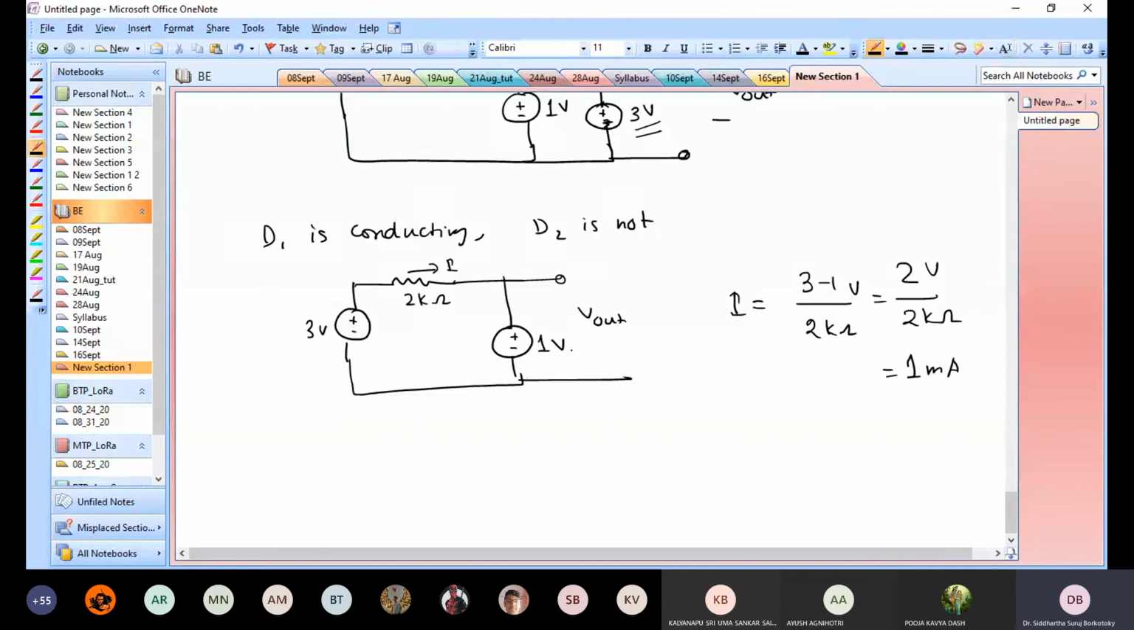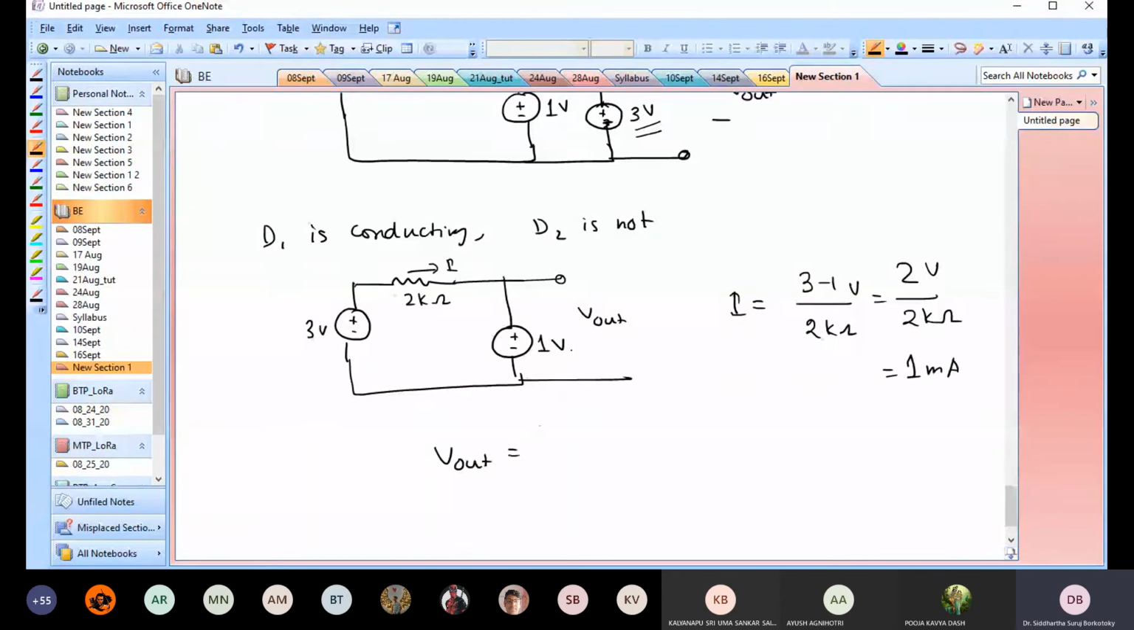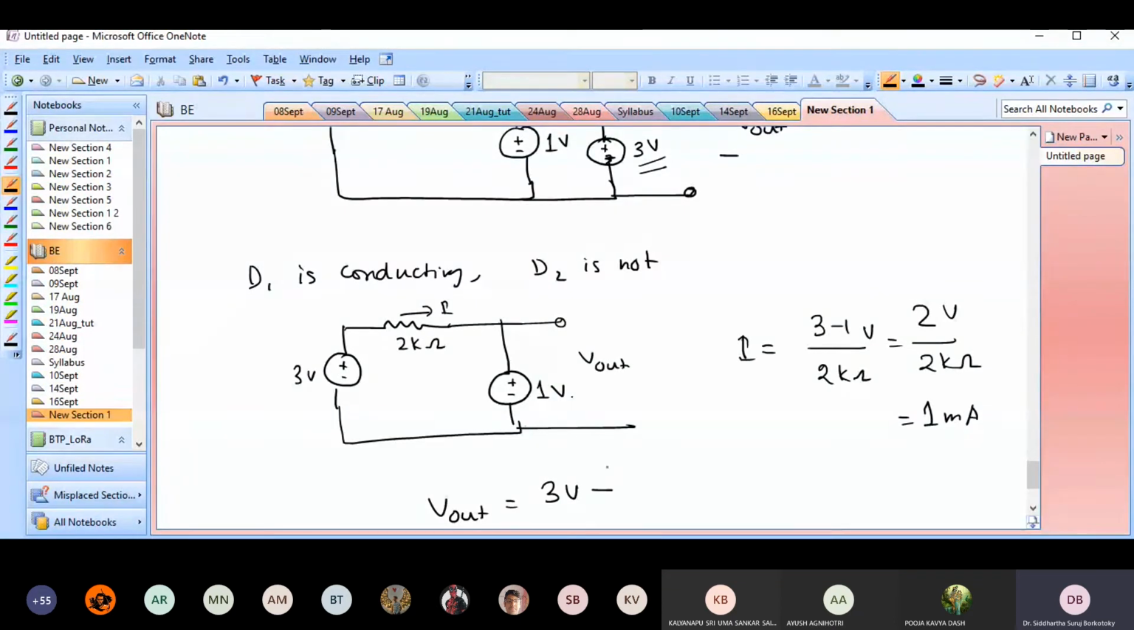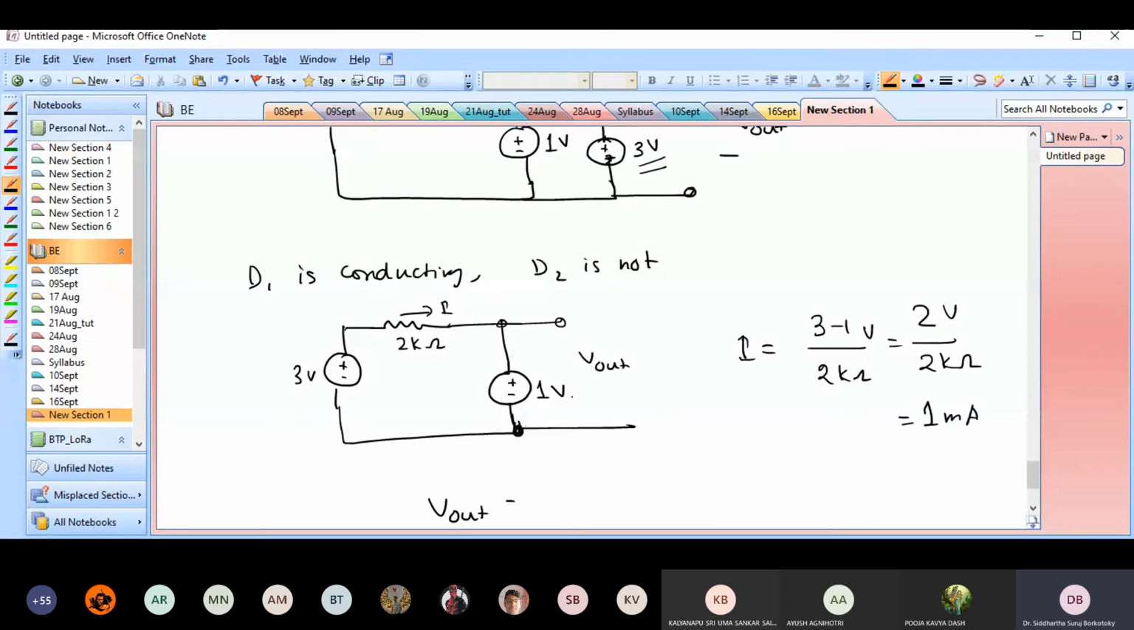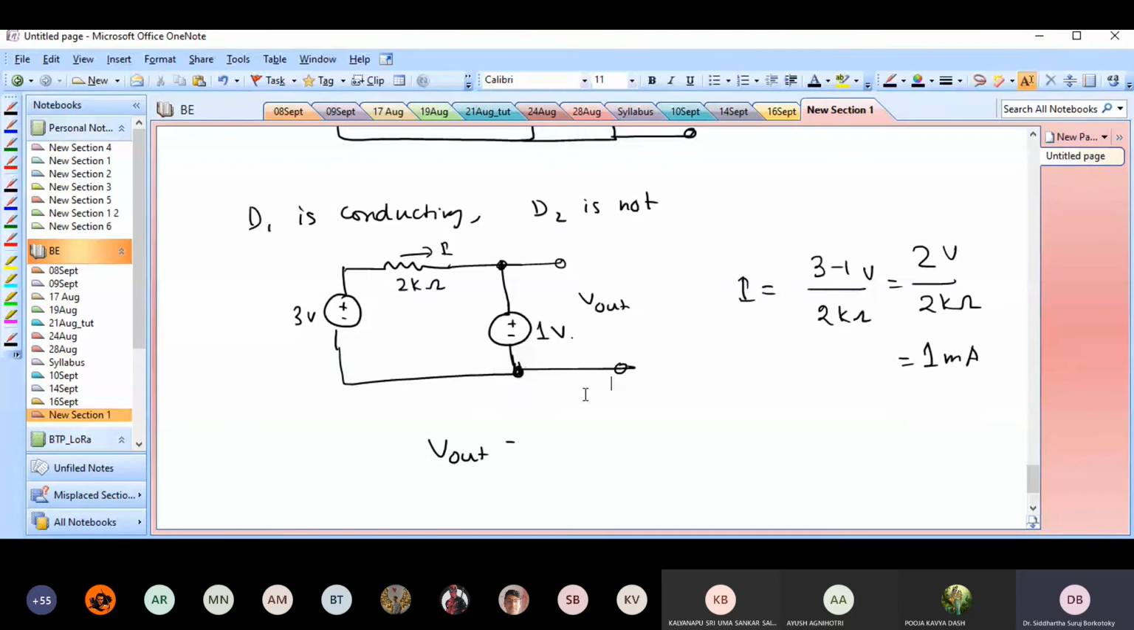So what is V out? V out is 3 volts minus whatever voltage drops across this thing. But you don't really need to do that, because if you look at these two terminals of the 1 volt source, obviously the voltage drop across these two terminals will be 1 volt, and that will also be equal to V out. So basically I have V out equal to 1 volt. Okay, so this is how I can do it.